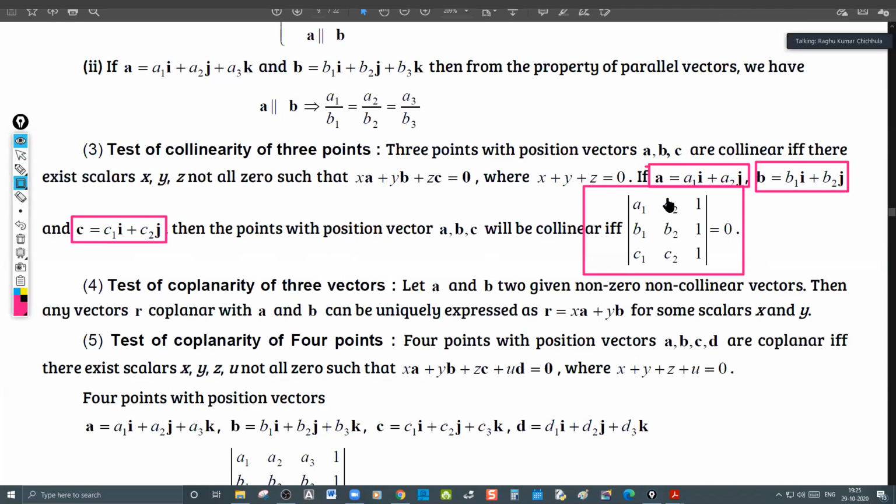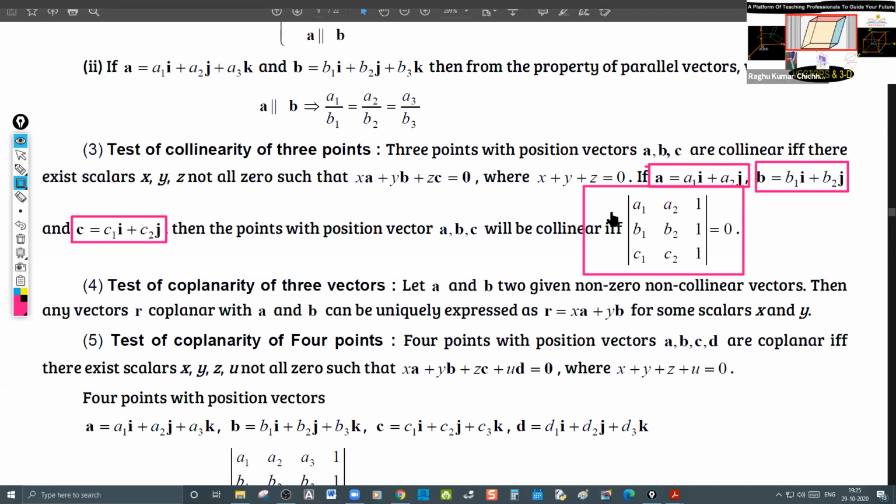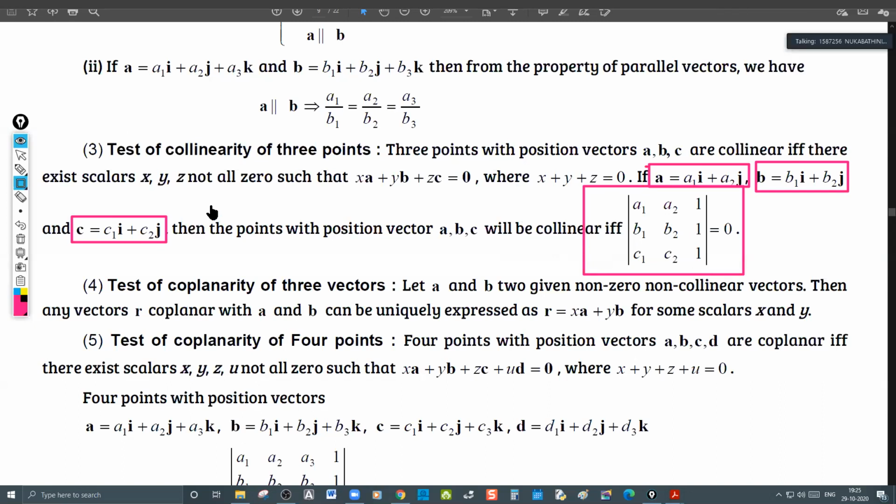The points are given to be A1, A2, B1, B2, C1, C2. If they are collinear or not, definitely the determinant must become 0. The determinant with rows A1, A2, 1; B1, B2, 1; C1, C2, 1 must be 0. If the determinant is 0, then we can say that they are collinear. Yes, sir.